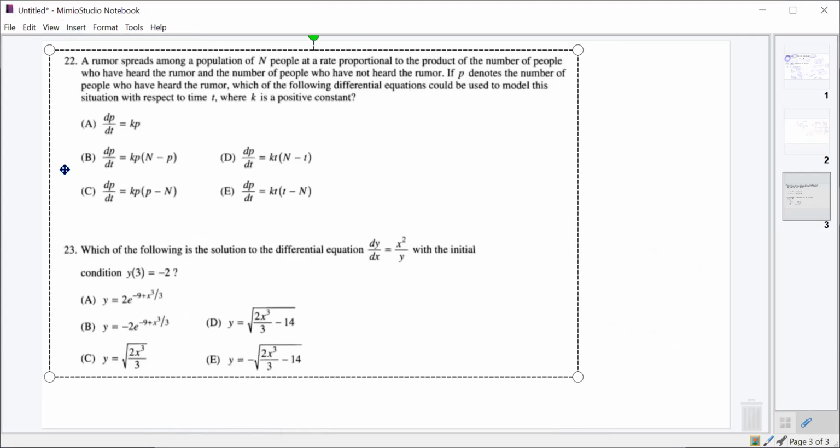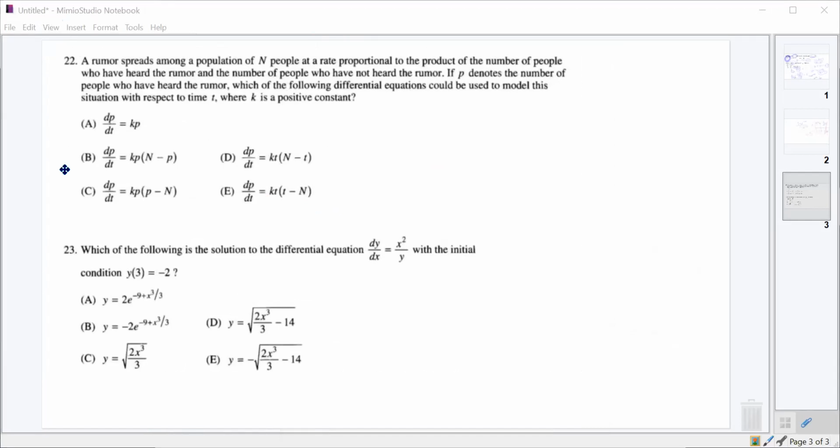All right, 22 and 23. So 22, we have a rumor spreading among a population of capital N people, and it spreads at a rate proportional. So whenever you see it spreads at a rate proportional to something, that tells you that you're going to have this constant of proportionality, this K value that these all have in them. Okay. So it should be proportional to the product of the number of people who have heard the rumor and the number of people who have not heard the rumor.